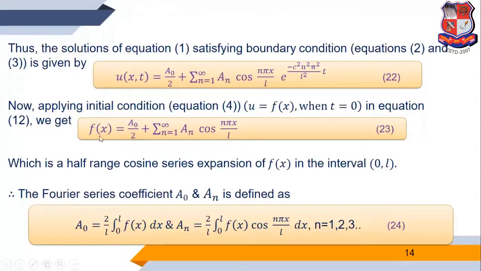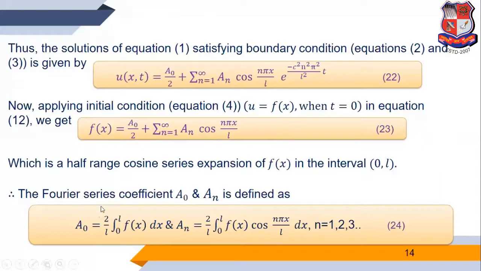f(x) is equal to, because u(x,0) is equal to f(x), a0 by 2 plus summation n is 1 to infinity a_n cos n pi x by L, because e raised to 0 is 1. So we get equation number 23. This is the half range cosine series. We get the half range cosine series expansion of f(x) in the interval 0 to L.